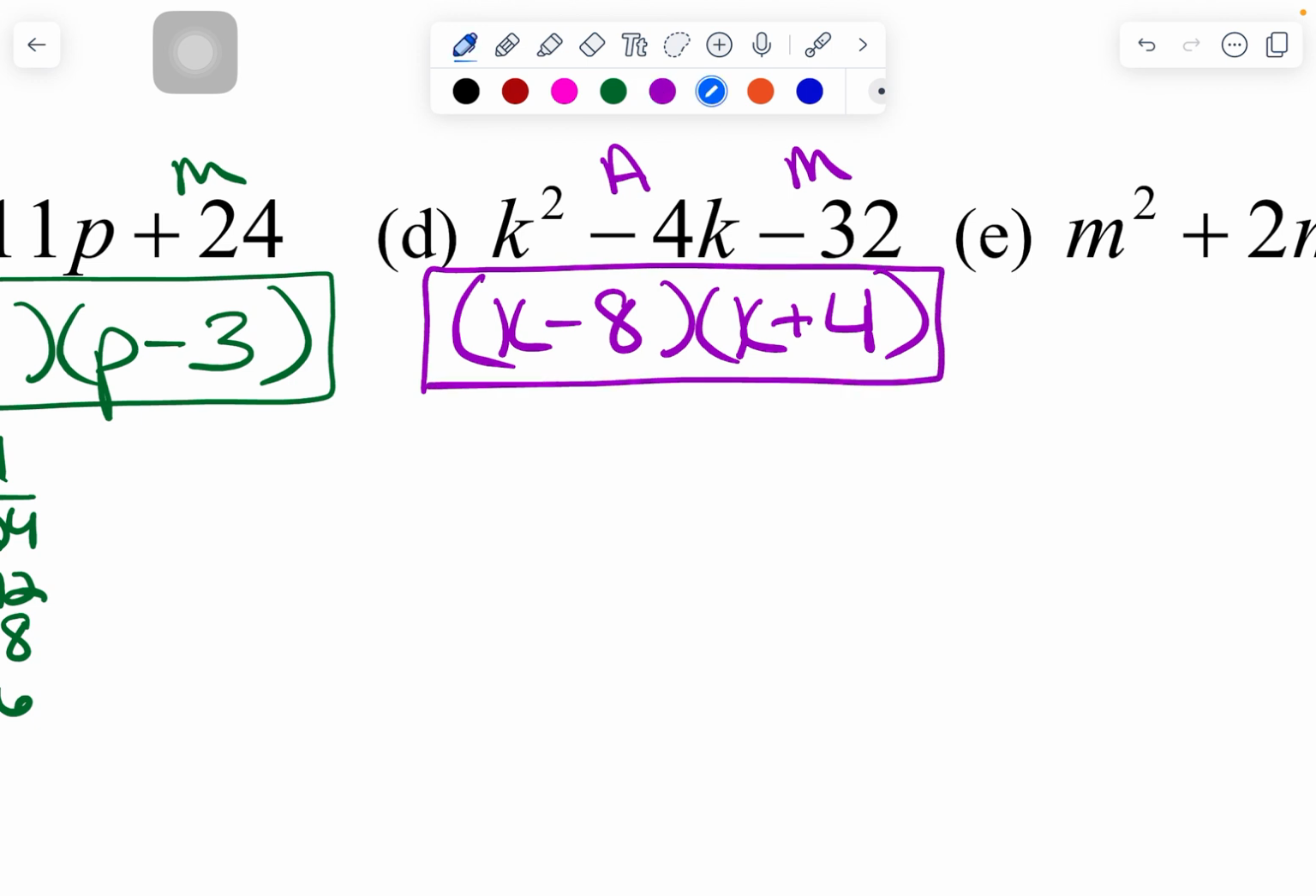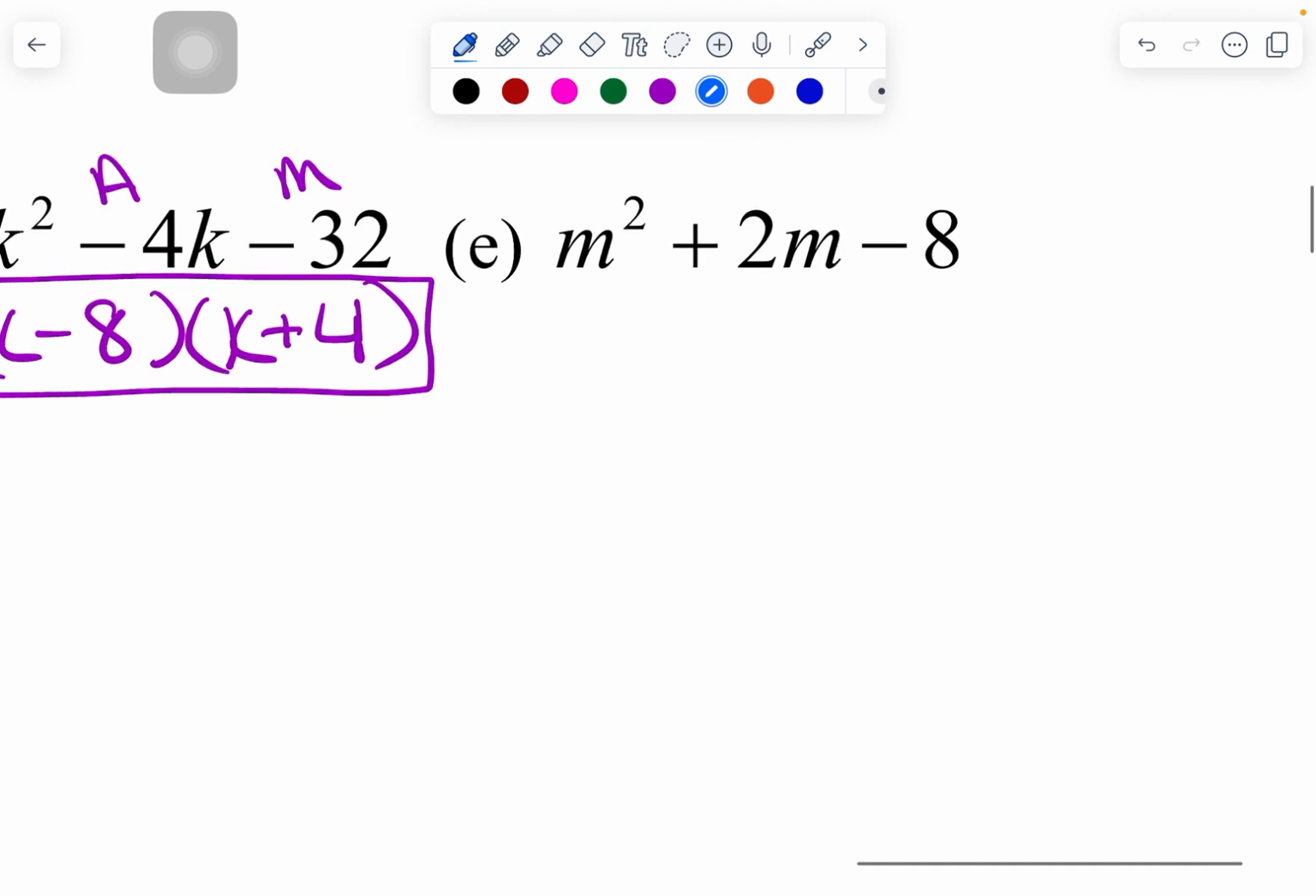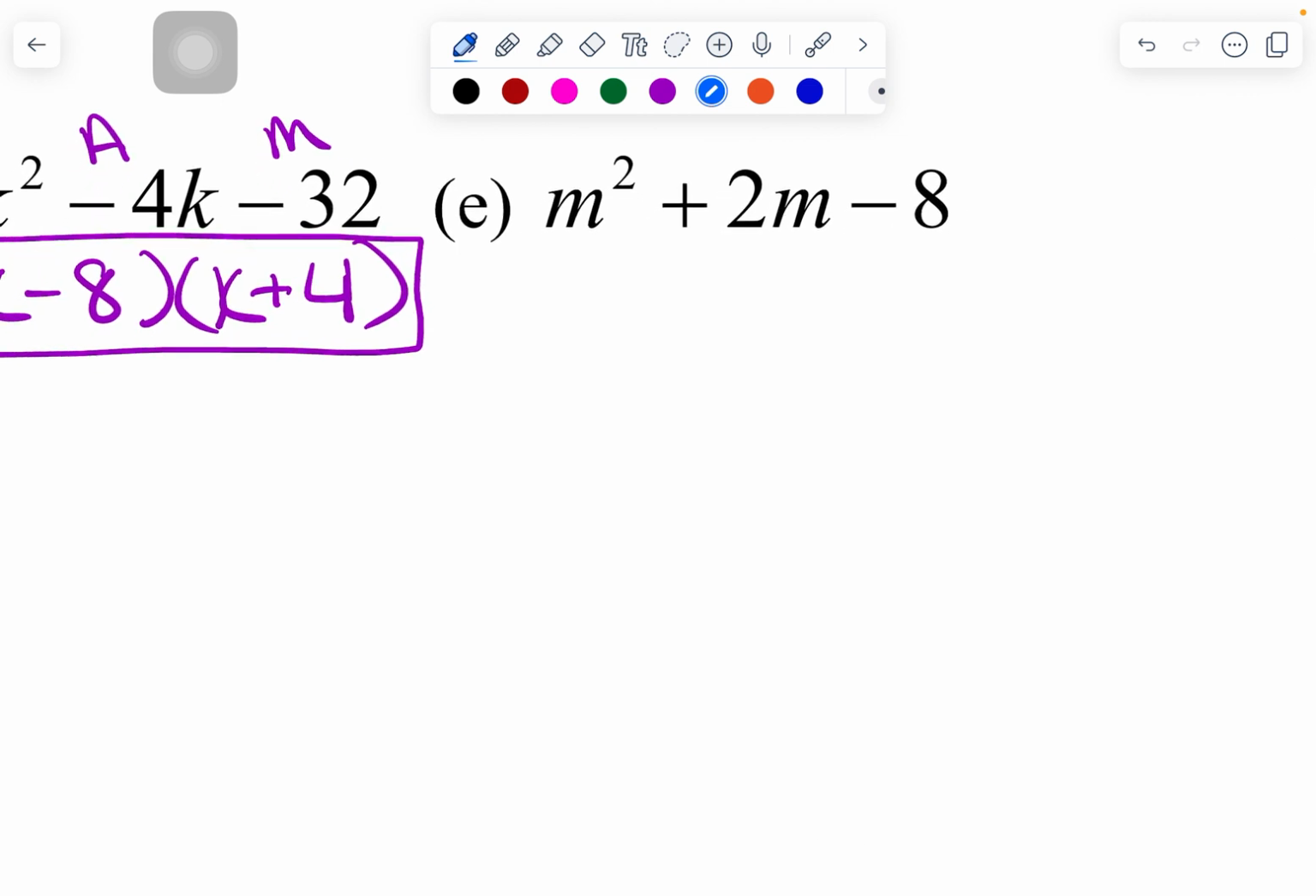Now for this one, I didn't write out the factors of 32. I knew them. It's great. If you need to write them out, do. All right, last part here for part E, and then I think there's two more below that we'll get to those. Part E here in this line, GCF, no, we don't have a GCF. All right, cool. So let's factor the trinomial, split the m.